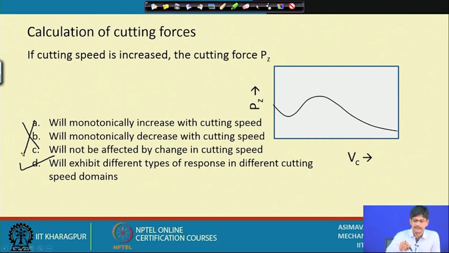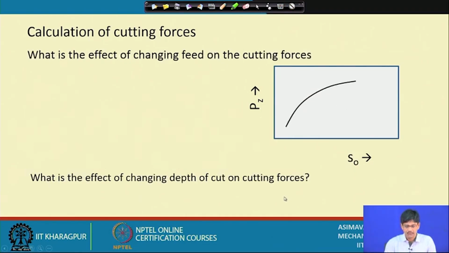Now, let us move on to other questions. What is the effect of changing feed on the cutting forces? If the feed value is changed, if we go from low feed to high feed, definitely even by pure guess, a student can say that yes, the cutting forces are going to increase. But let us see in what way.